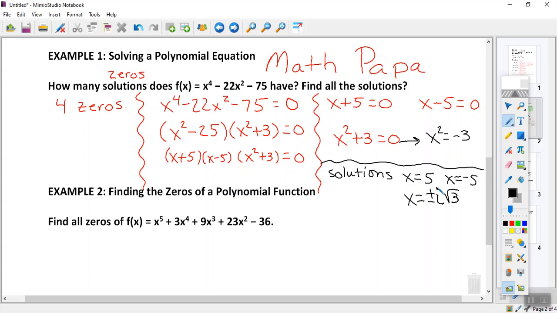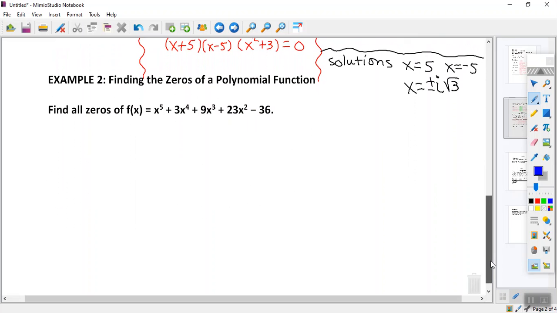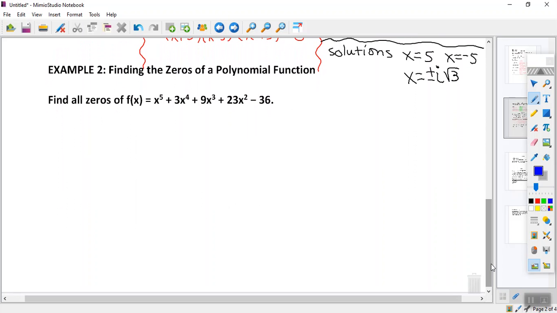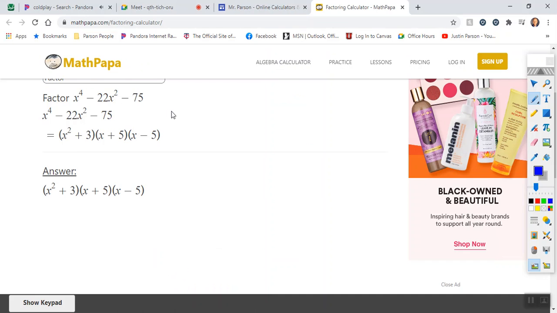Let's use the Math Papa to help us out. What degree do I have in example 2, friends? 5. Okay, so I go 5 solutions here, right? We want to find all zeros, so that means take this thing, set it equal to 0. I don't feel like factoring that, or I don't feel like using rational root theorem right now. So who should we call? Math Papa. Okay, let's do it. All right, let's factor this puppy out. Who are you gonna call? Math Papa. I love it.